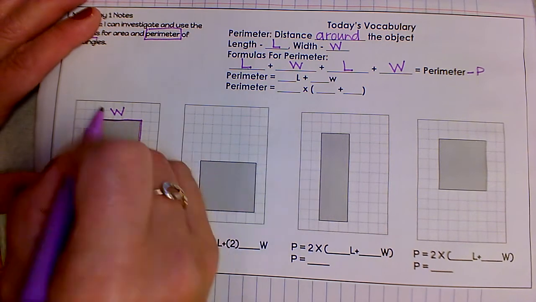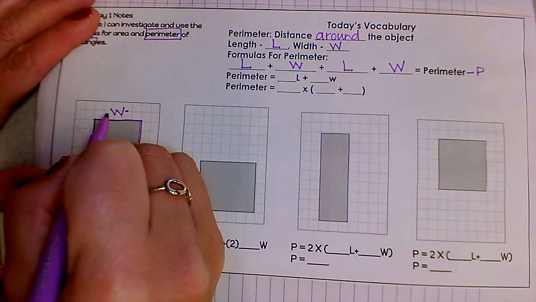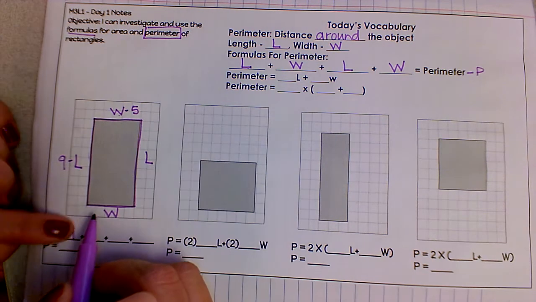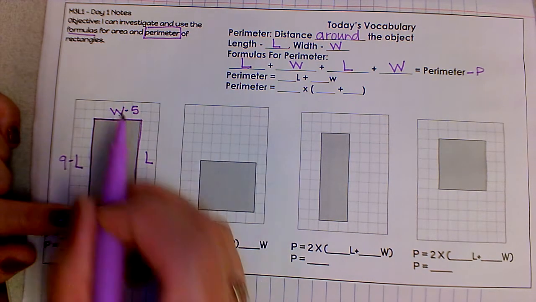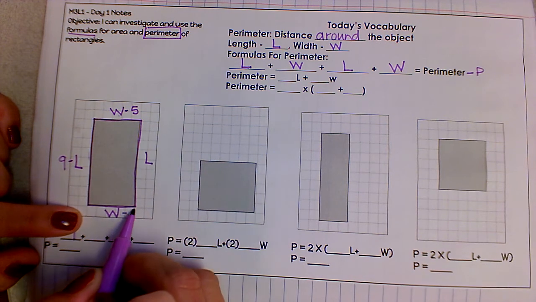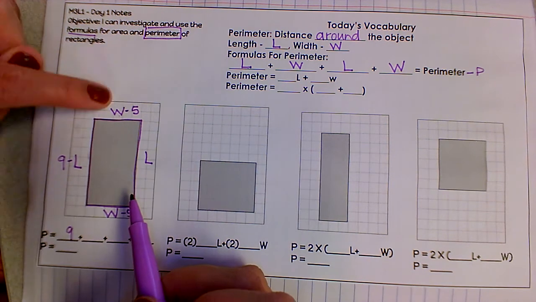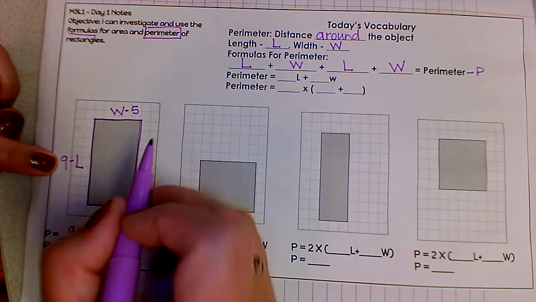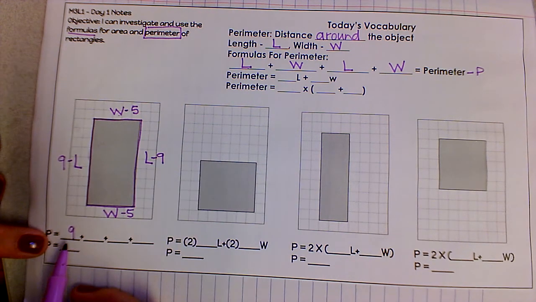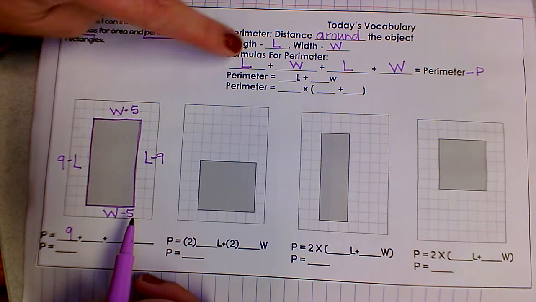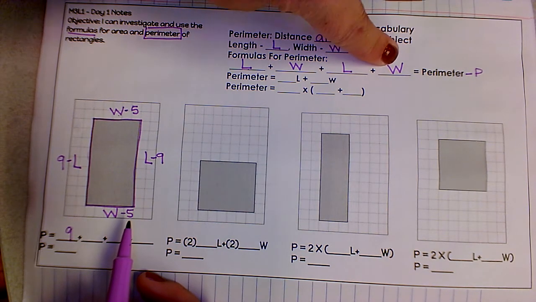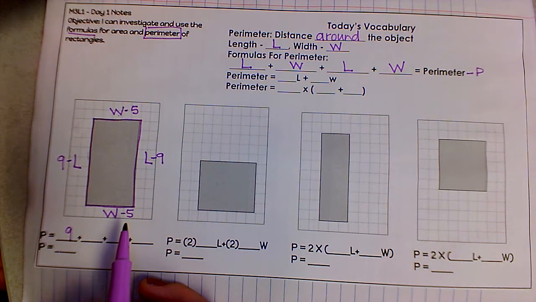Over here, let's find out the width. So I've got 1, 2, 3, 4, 5. I wonder if this width is the same as this width. Let's count. 1, 2, 3, 4, 5. Oh, it's 5. So if these are matching, do you think our lengths will match? If you said yes, you are correct. So I'm going to take those numbers and add them, because remember, we're doing length plus width plus length plus width, which is one of our formulas.